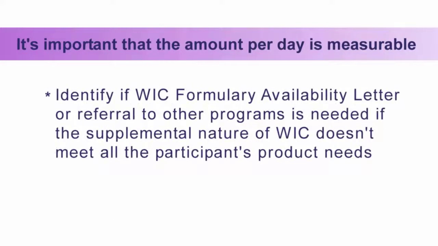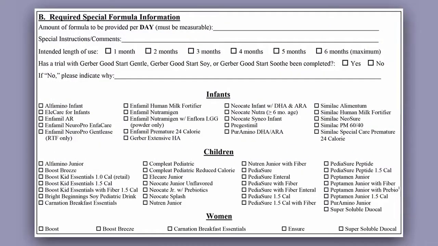Another reason why the amount per day is important is that it helps identify whether WIC should provide the WIC formula availability letter, which we will discuss in a later video, or refer to other programs if additional formula is needed. Also, in Section B of the prescription form, please be sure to note if there are any special instructions or comments given by the physician and take these into consideration.